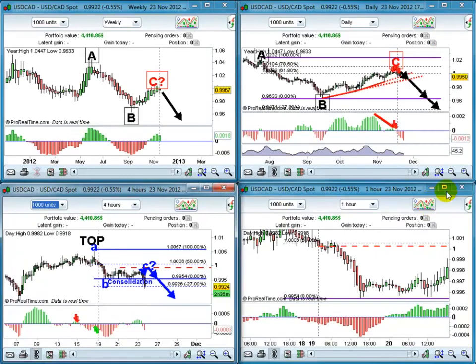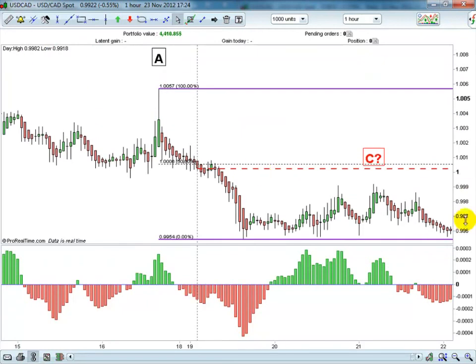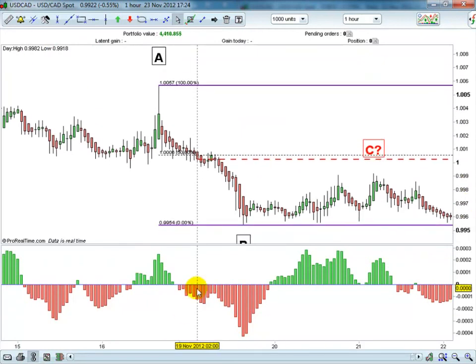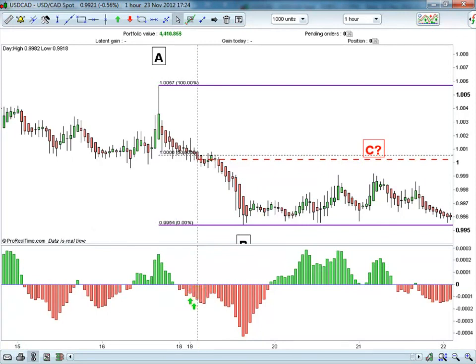So then we drill down to the hourly chart, and as of right here, 2 a.m. GMT November 19th, once again, I've got a bearish 2-bar histogram slope reading. So there we have it. That is a 3M trend reading as of right there, 2 a.m. on the 19th. So I've done my market flow analysis. You've heard me talk about it already. I've got my bearish slope reading.